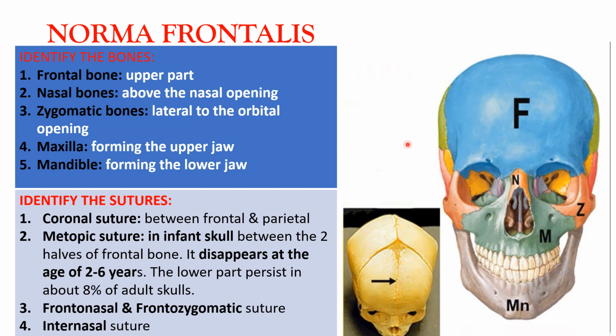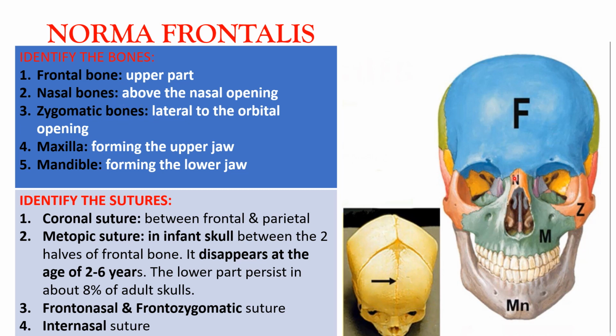Okay, so I said that for every angle, there are 4 things we need to identify. The first thing is that we need to identify the bones. So we'll identify the bones here. Okay, so this is the frontal bone, the upper part of the skull. That's the frontal bone. Okay, the second one is the nasal bone.